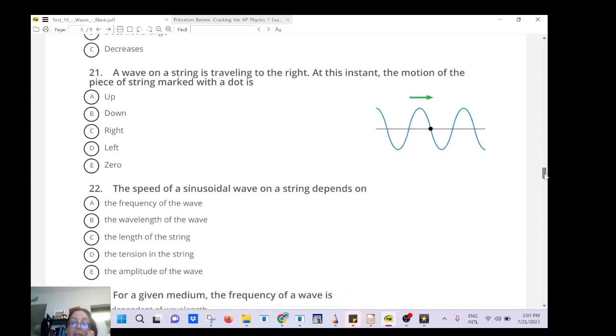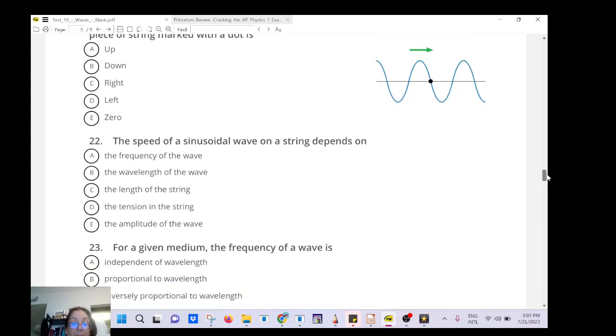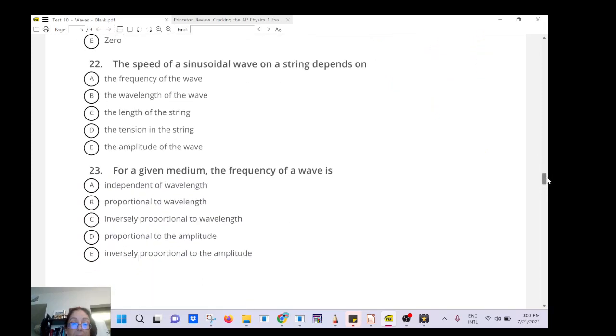So the speed of the wave depends on the tension. So the speed of the wave only depends on the tension. So the frequency of a wave, so for a given medium, you have to be very careful with the wording.